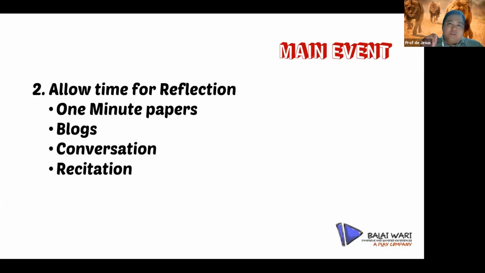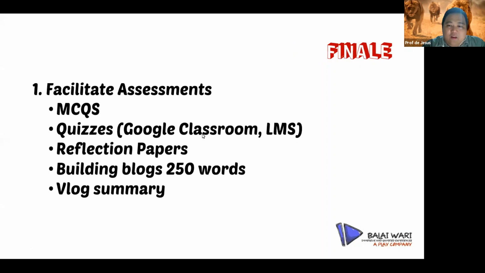So we have 1 minute papers. This is a kind of paper wherein you just write what you think. I mean, write what you want. Don't think, and you're only allowed 1 minute. No erasures. Just be yourself. It can be blogs. It can be through conversation around the classroom or around the breakout rooms. And when I say recitation here, it doesn't mean the graded recitation where I ask a question and you answer right or wrong. Recitation really is more on reportage, or how the student can summarize his or her thoughts about the lessons. And of course, icebreakers.